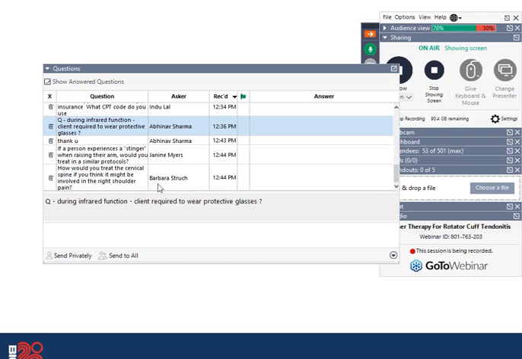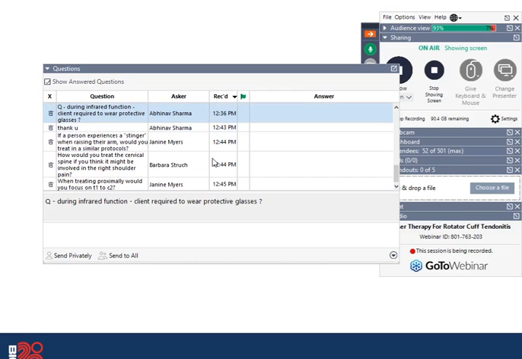I do have another question here. If a person experiences a stinger when raising their arm, would you treat in similar protocols? I think if they're feeling a sharp pain with certain movements, you're going to have to really figure out why they're getting a sharp pain. It's usually impingement, and that usually means that there's rotator cuff tendinopathy and swelling in the subacromial space. But you really have to figure out what's going on there.